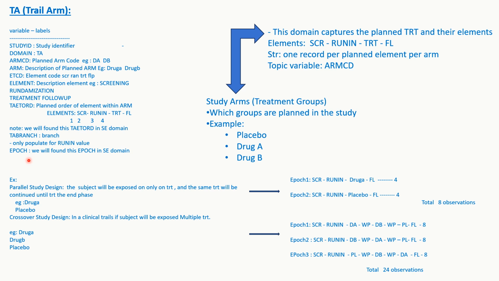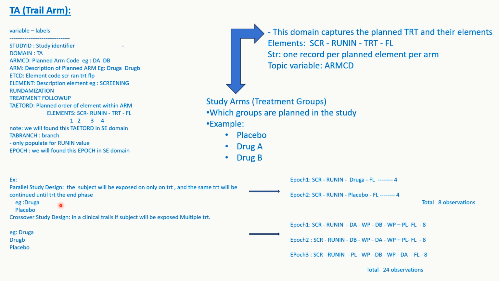Then TABRANCH: when the randomization value is populated, only that time we will capture these values. Then one more, EPOCH, which we will find in the SE domain. Epoch means the group of elements. The screening, randomization, treatment fall within this group, and the whole group we can call epoch. Now we will discuss how treatment studies are captured, either in parallel study or crossover study.